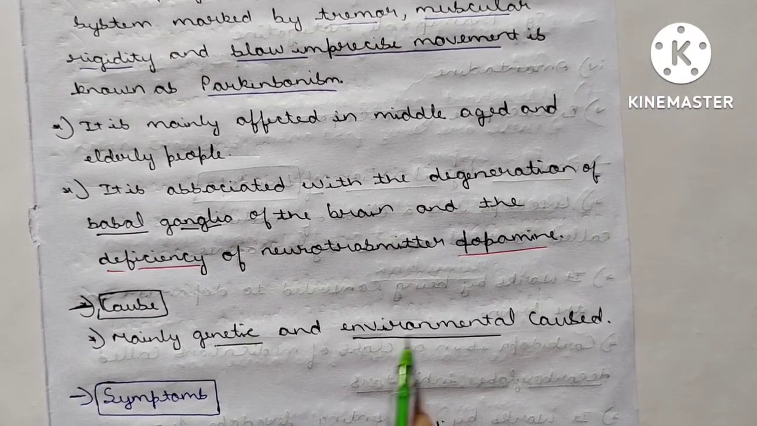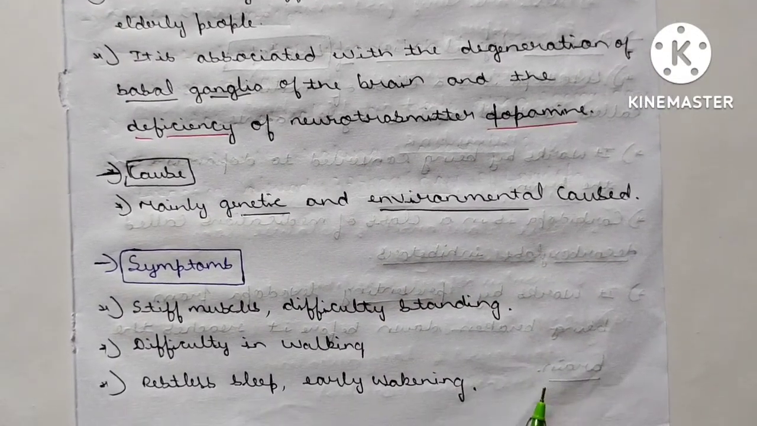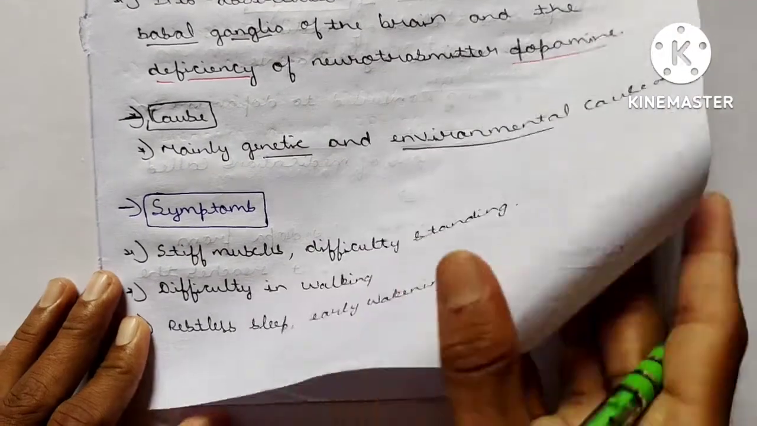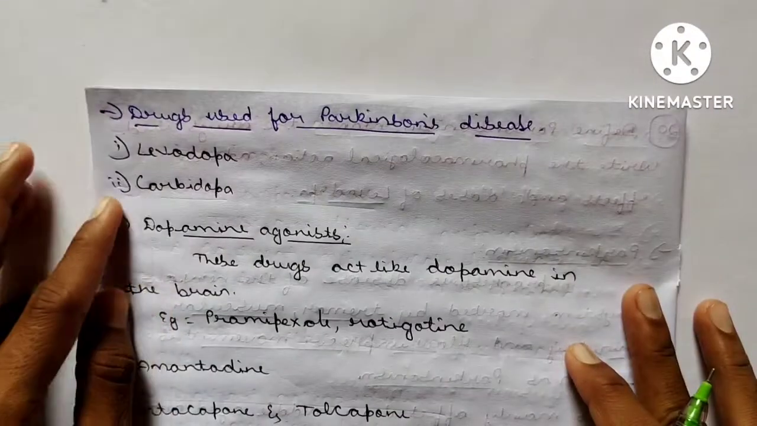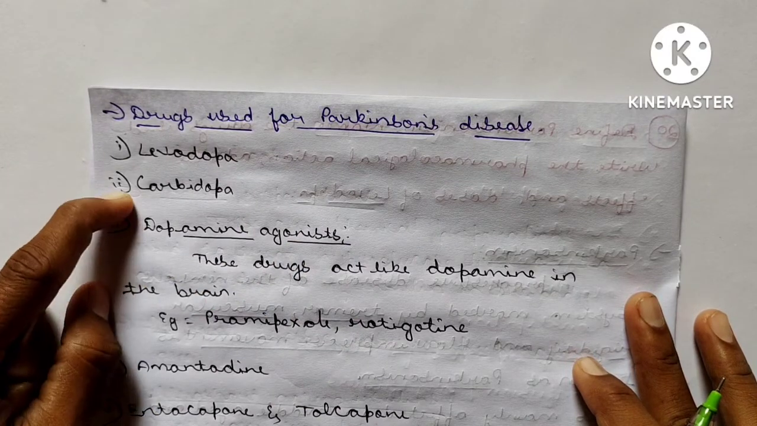Causes: mainly genetic and environmental causes. Symptoms like stiff muscles, difficulty in standing, difficulty in walking, restless sleep, early awakening, means they are unable to sleep at night. Example, drugs used for Parkinsonism or Parkinson disease are levodopa and carbidopa.